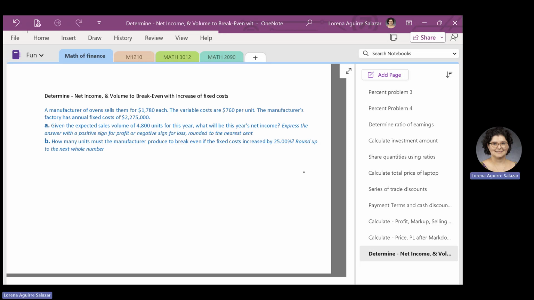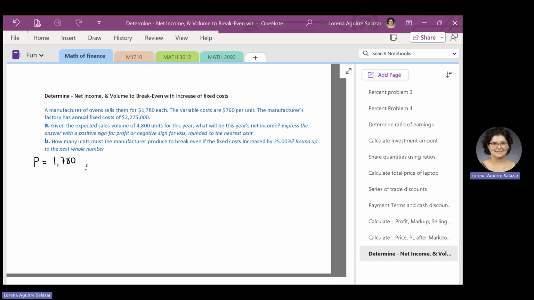To work with a problem like the one we have here, we need to understand the role of various variables. The first variable I would like to talk about is the selling price per unit. The selling price per unit is denoted by P and it is the amount a business charges its customers to buy a single unit of item produced. Here P is $1,780 because the manufacturer sells ovens for $1,780 each.